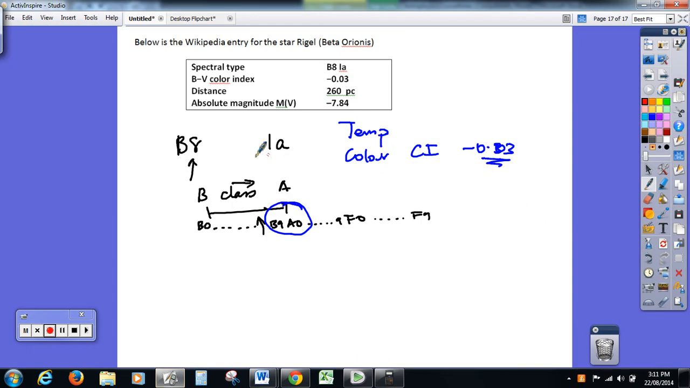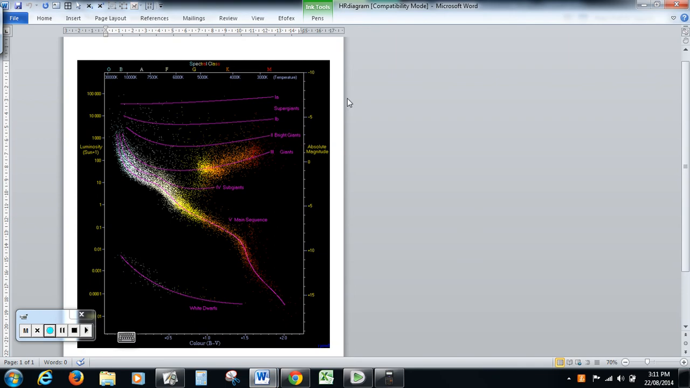Right, so that's the first thing. The second is the luminosity class, which is a 1A. A 1A means it's a member of the luminous giants. There are two classes, 1A and 1B, and these are the superluminous giants. So looking at the Hertzsprung-Russell diagram, it's a 1A, and therefore it would be up here, right up here. It's a very, very bright star, so we can also determine that its absolute magnitude is around about negative 7.